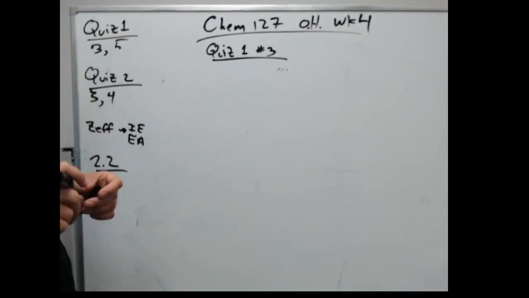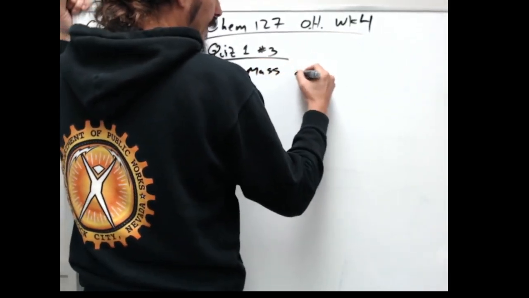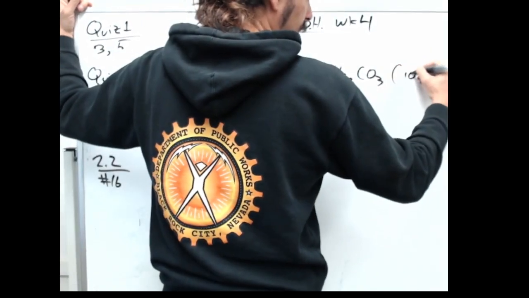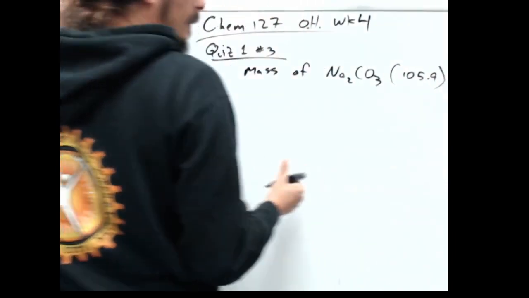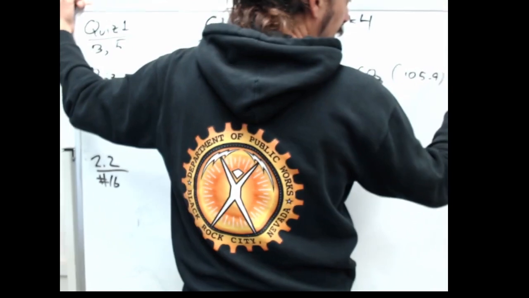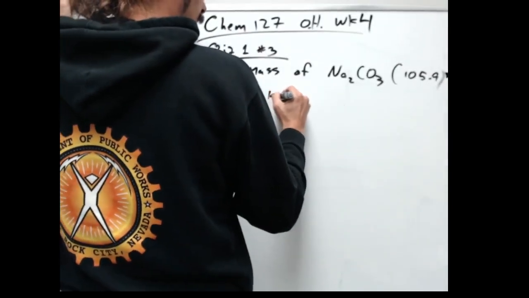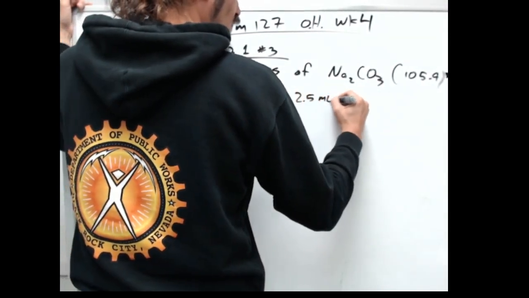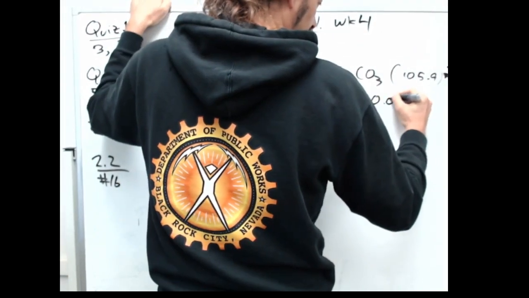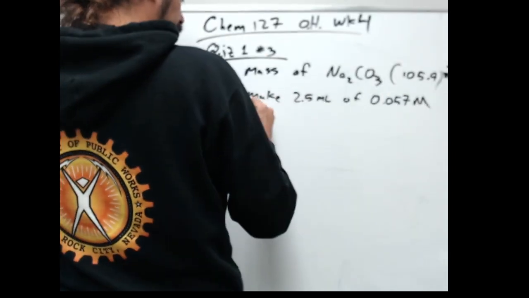Okay, so the question is, what mass of Na2CO3, and then it gives the molecular weight equals 105.9 grams per mole, should be used to make 2.5 milliliters of 0.057 molar Na2CO3.